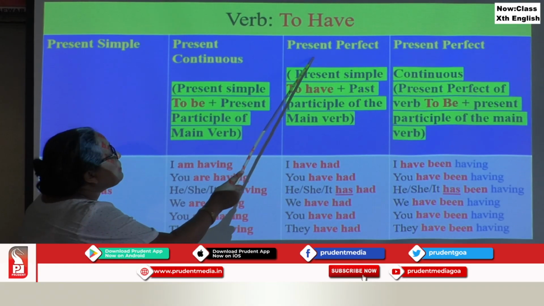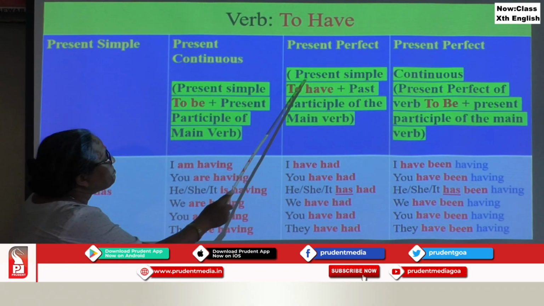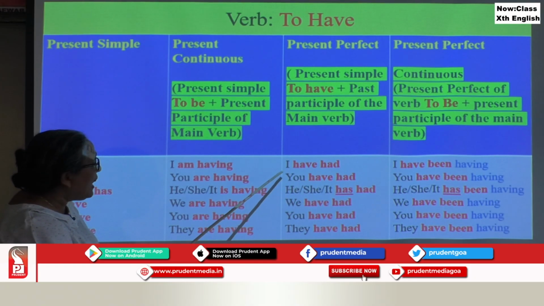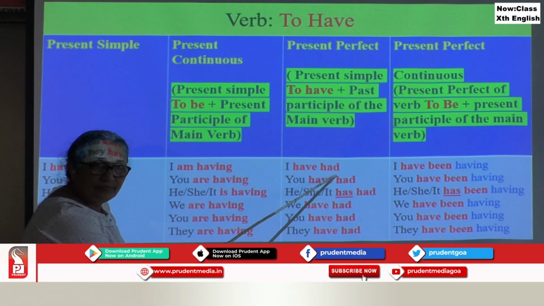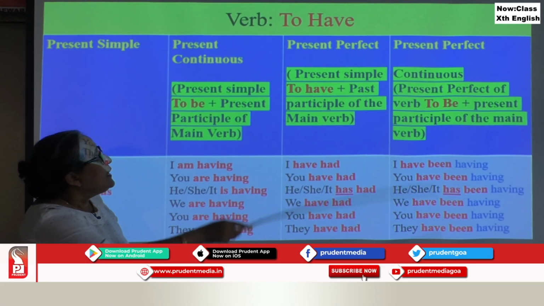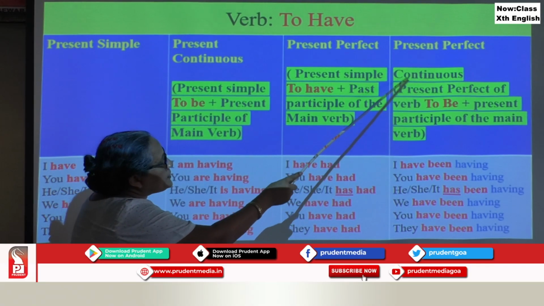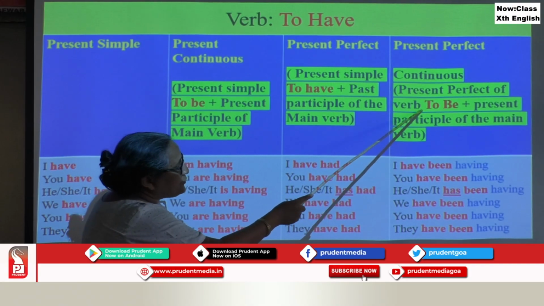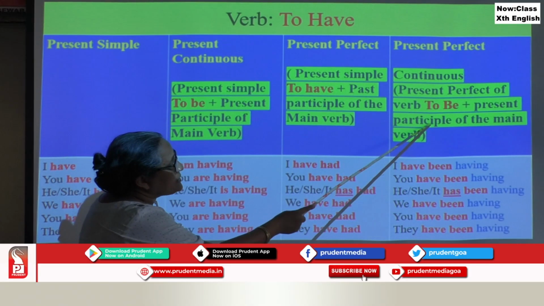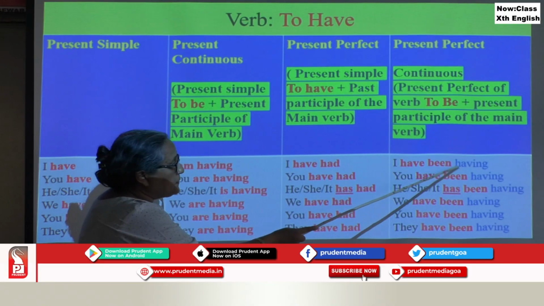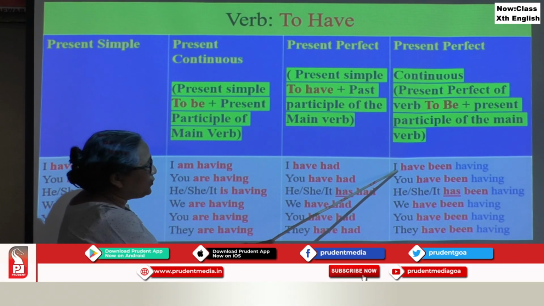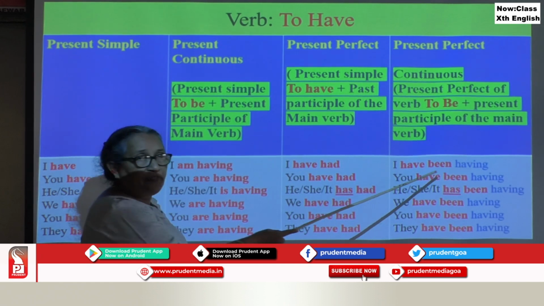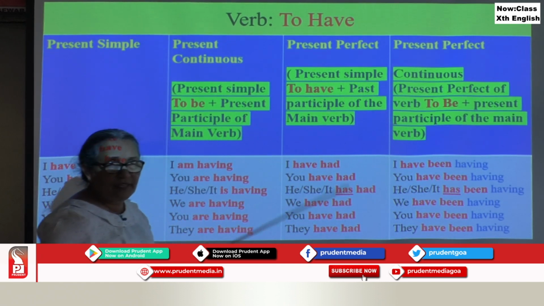In the case of past perfect, it will be past simple of the verb to have. I had plus past participle, I had had, you had had. In the case of present perfect continuous, it is present perfect of verb to be, I have been, plus present participle of the main verb. In the case of past perfect continuous, it will be, I had been having, you had been having.